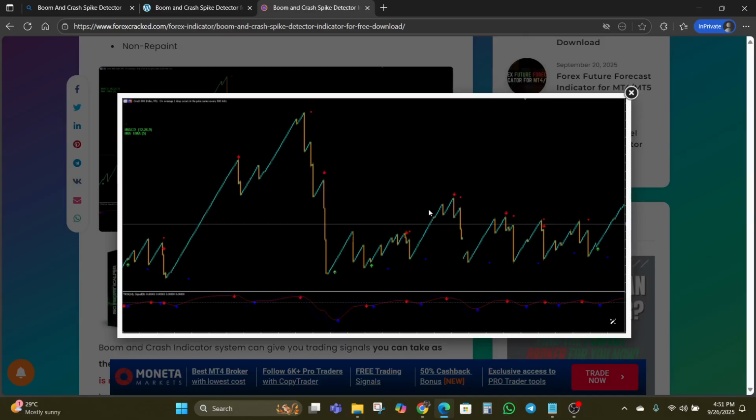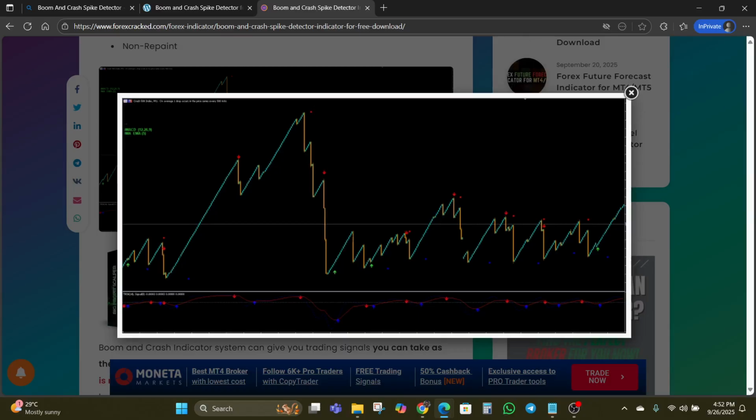So now boom and crash, the way it moves, you can see. As for the crash, there's going to be some level of steady upward movement, and then you just have a spike to the downside. And then for the boom, there's going to be steady downward movement, and you have a spike to the upside. That's for the boom, right?